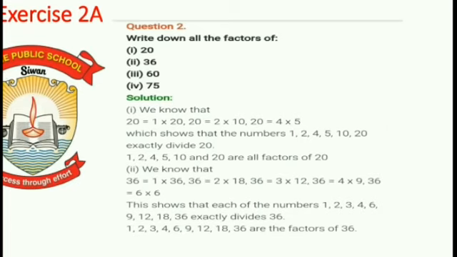Now let's discuss the second part of this question. We know that 36 is equal to 1 into 36, 36 is equal to 2 into 18, 36 is equal to 3 into 12, 36 is equal to 4 into 9, 36 is equal to 6 into 6. This shows that each of the numbers 1, 2, 3, 4, 6, 9, 12, 18 and 36 exactly divides 36. So 1, 2, 3, 4, 6, 9, 12, 18 and 36 are the factors of 36.